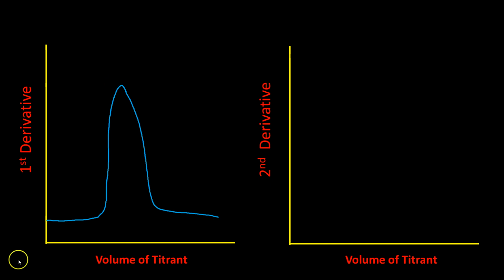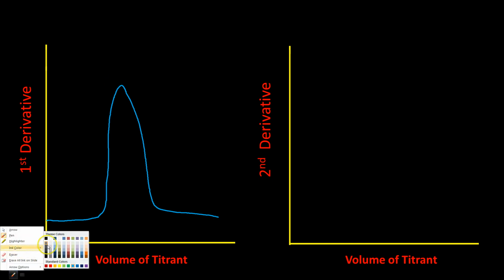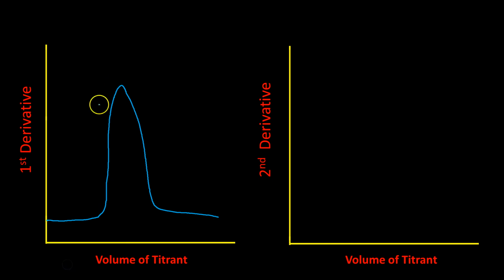And at this maximum here, this is where the rate of change of your pH is the greatest. And if you look at the volume here, this is your equivalence point. I'm just going to call this EP. Okay, this is your equivalence point. So that's one way to look at this.